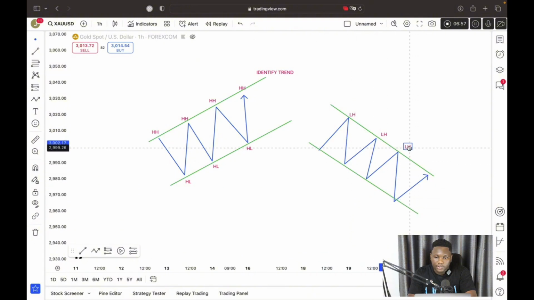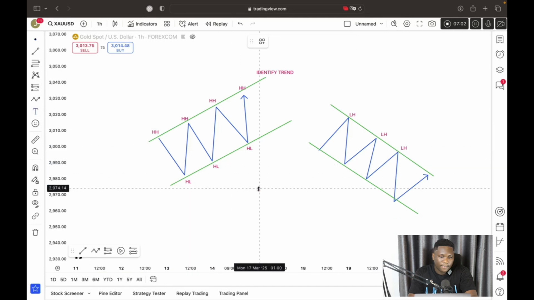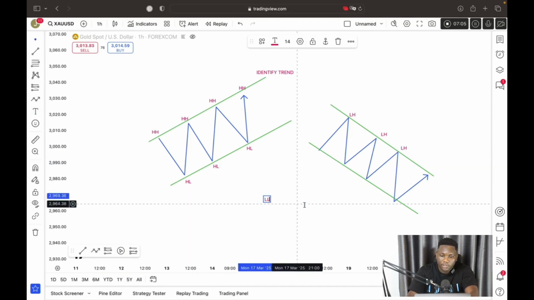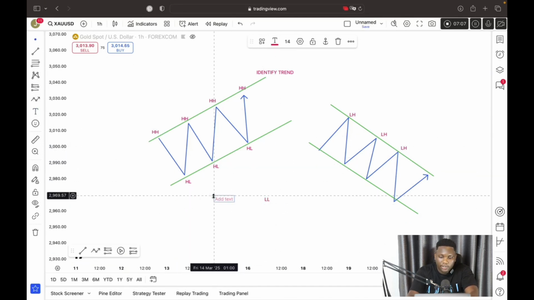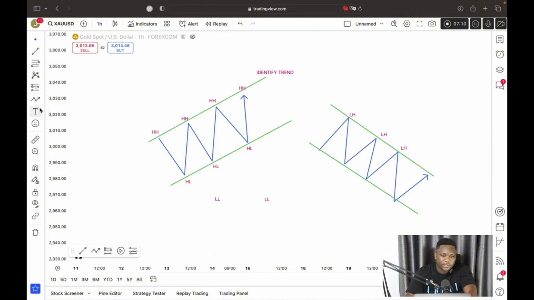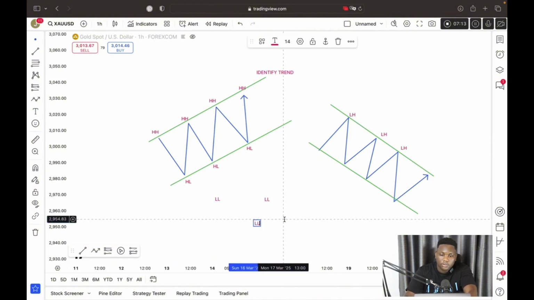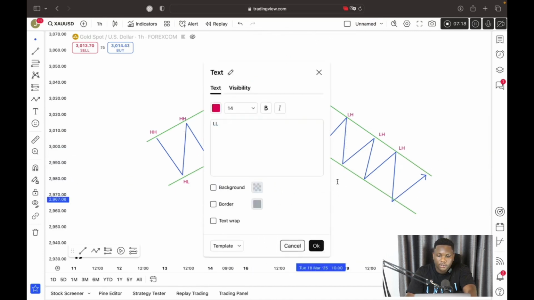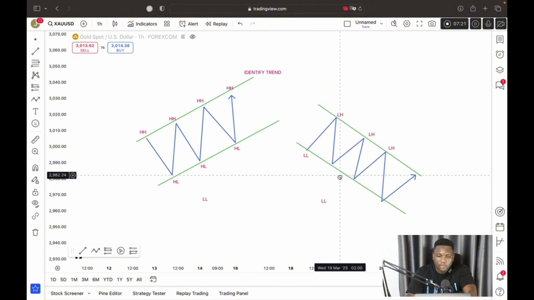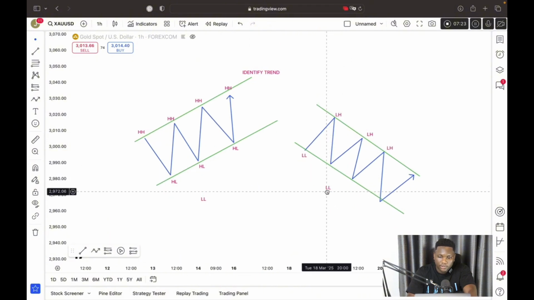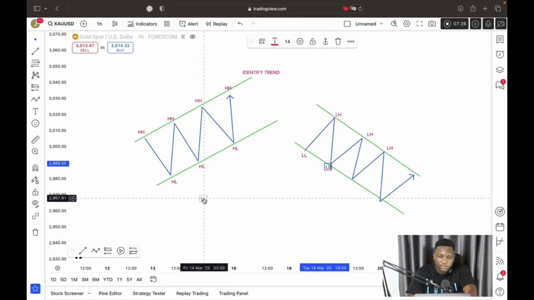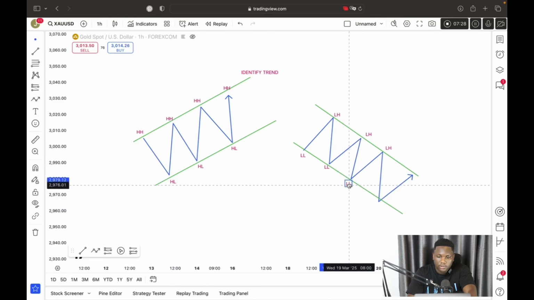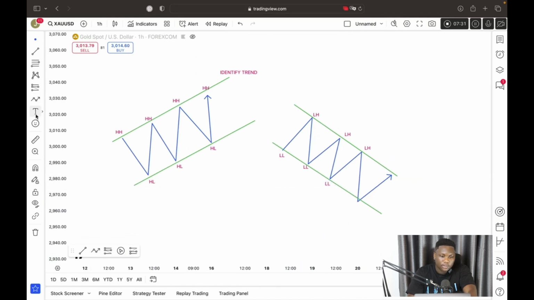Still marking our zones on the lower highs, as you can see. So down here we call it lower low. As you can see guys, we have the lower lows here, these zones, and still we have the lower low here. Again, lower low here. We are still marking our zone lower low.